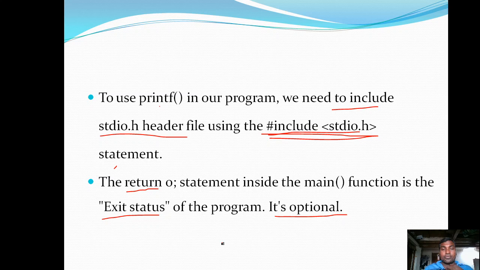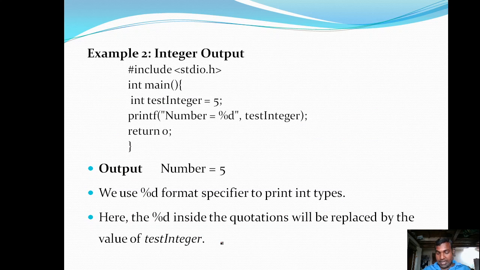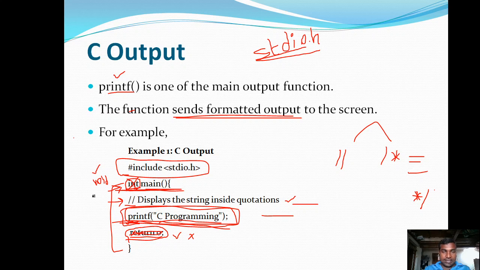So hash include stdio.h is the header file we are using. Coming to this hash include directive, we are going to discuss it in a separate session. At that time we will discuss in detail about hash include, hash define, and all those preprocessor directives.